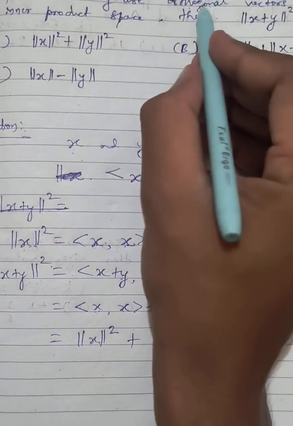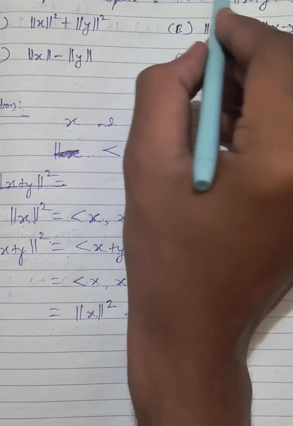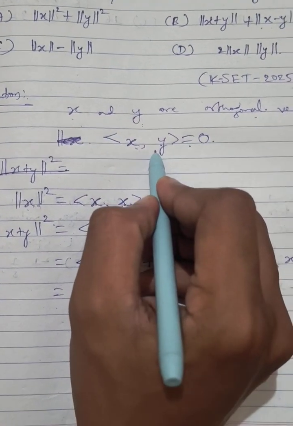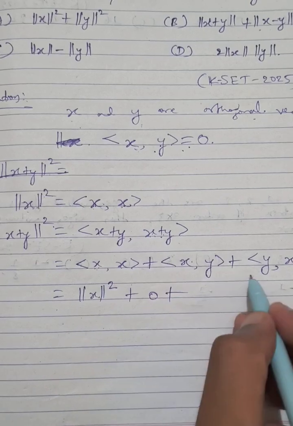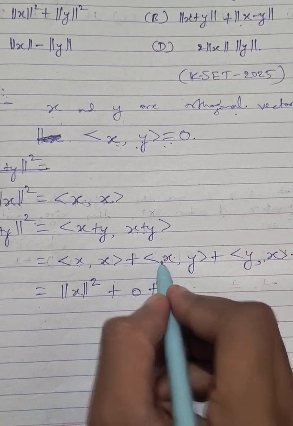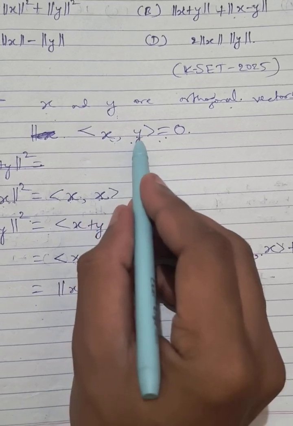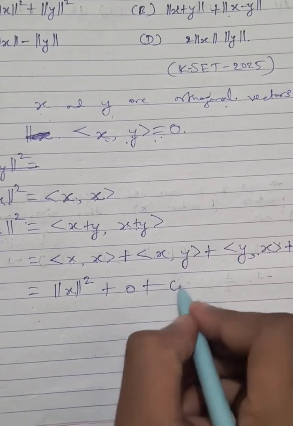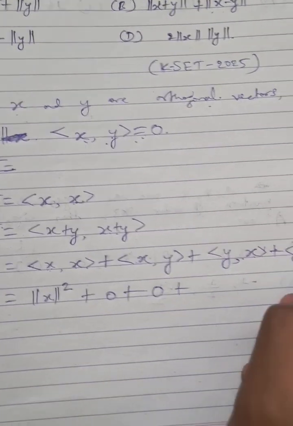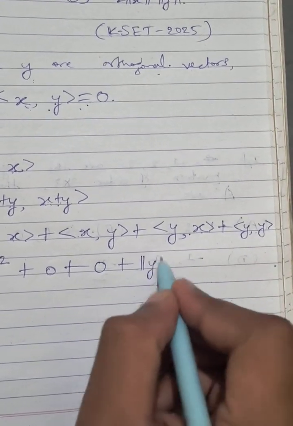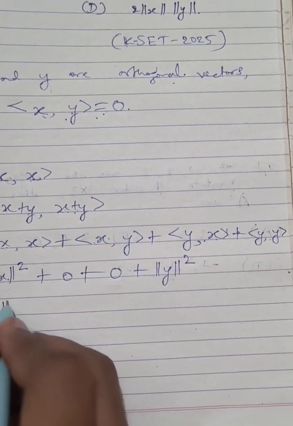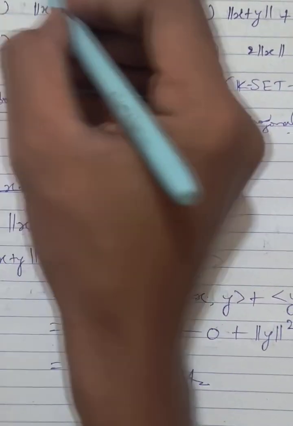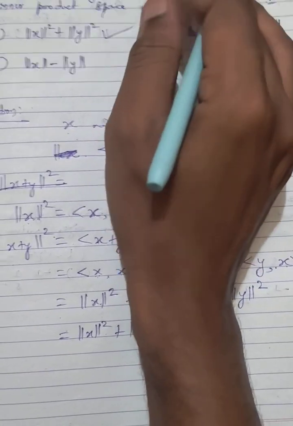In this inner product space, x and y are orthogonal to each other, so the inner product of x comma y is 0. Therefore this element becomes 0, and this is also 0, because if the inner product of x comma y is 0, then the inner product of y comma x is also 0. Is it clear? Then the inner product of y with y itself is norm of y whole square. So the answer is norm of x square plus norm of y whole square. Option A is the correct one. Is it clear, students? Thank you.